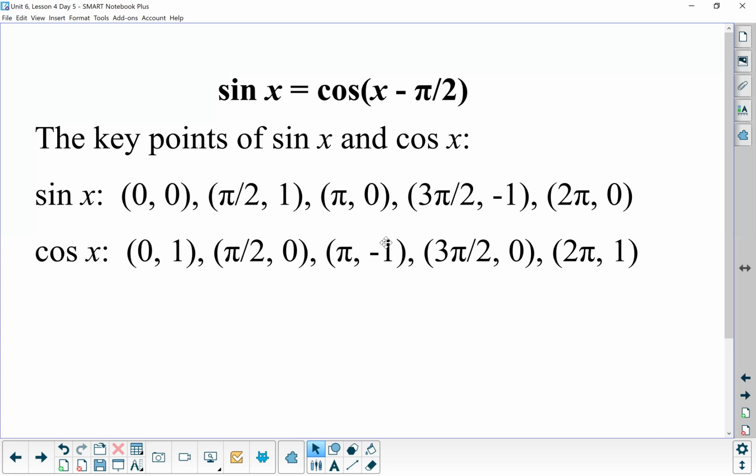Pi 0 for sine translates into cosine pi over 2, 0. 3 pi over 2, negative 1 for sine would be pi negative 1 for cosine. Sine of 2 pi is 0. Cosine at 3 pi over 2 is 0. And that's the shift.